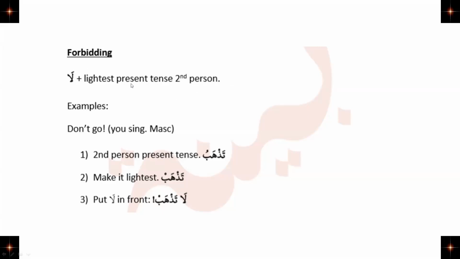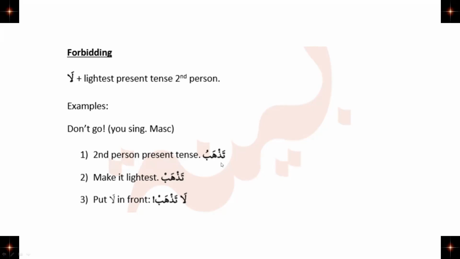Don't forget it's present tense. That's why I say the tenses in this course are actually 2, past and present. From the present, you can generate the amr. Example, say in Arabic, don't go. Don't go. You, singular masculine. Okay? How do you do that? You first of all bring the second person present tense. Tazhabu. So anta tazhabu. Okay? Anta tazhabu. You are going. That's the normal present tense. That's the first thing you bring. So you bring the present tense.